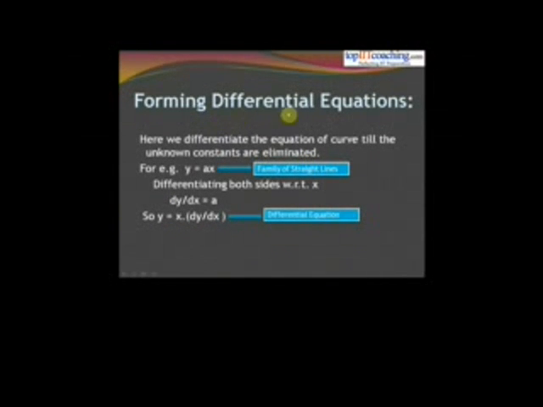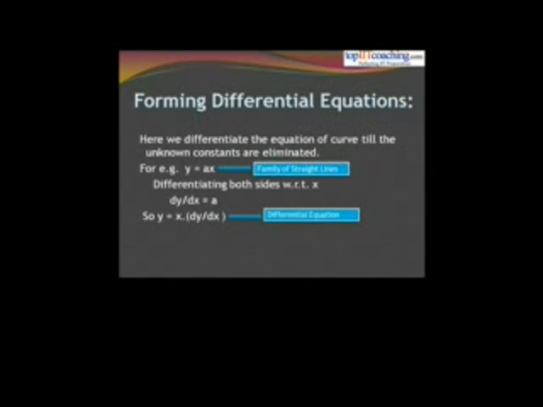Now forming differential equations. Now how are we going to form differential equations? Here what we do is we differentiate the equation of curve till the unknown constants are eliminated. To form a differential equation, first of all we must have an equation of curve and it must be having some unknowns.